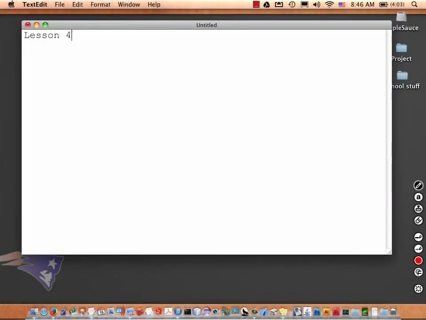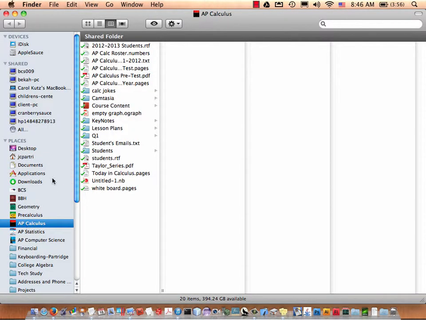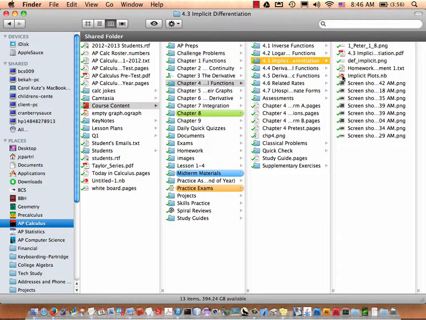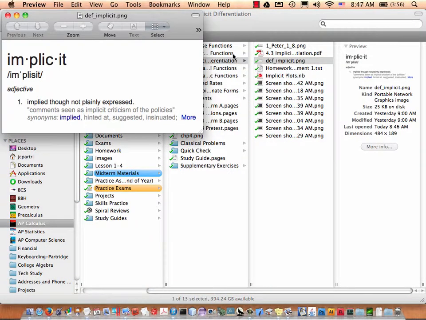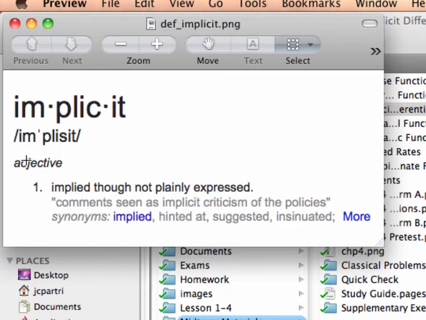We are now on lesson 4.3, and lesson 4.3 is called Implicit Differentiation. Okay, and the first thing I want to do, Carrie, is attack the word implicit. I want you to understand exactly what I mean when I use the word implicit. So let's first look at the definition of implicit. Implicit means implied, though not plainly expressed. Implied, though not plainly expressed.